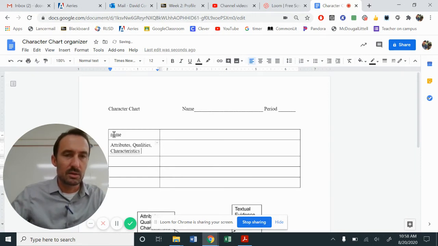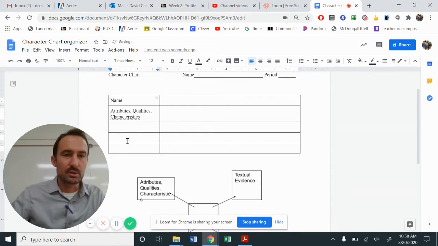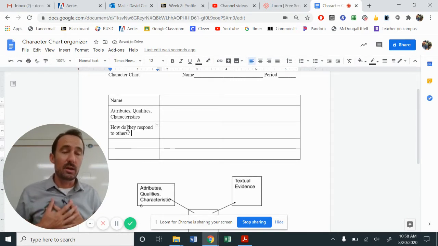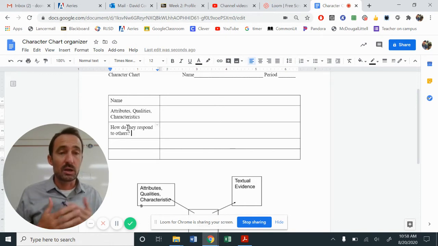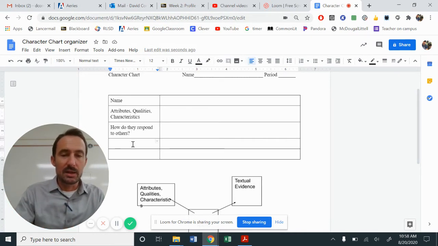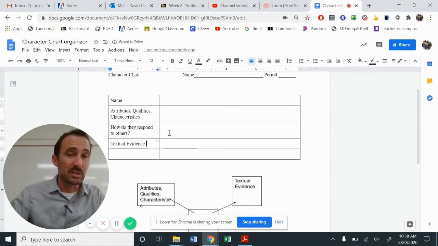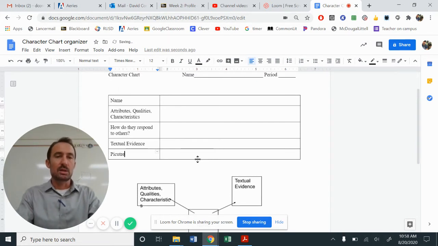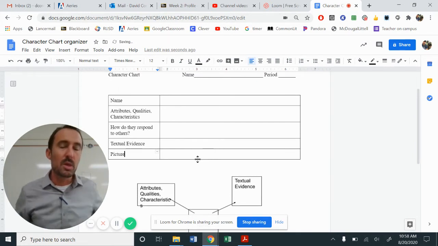Characteristics. So I've got my character's name, I've got attributes, I've got the question, how do they respond to others? It is different. My attributes and qualities are going to be different than when I'm responding to someone based upon the conversation or the situation or the experience. The other thing that we've got is a piece of textual evidence, something from the story that showcases what we've just written out. And then down here is a small picture that we can use to incorporate.